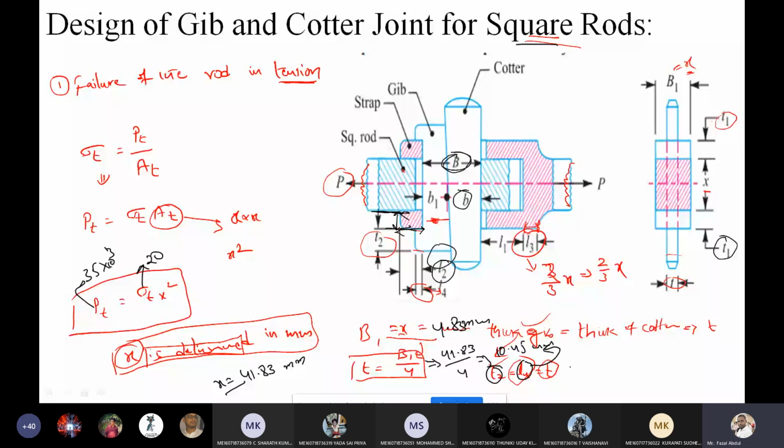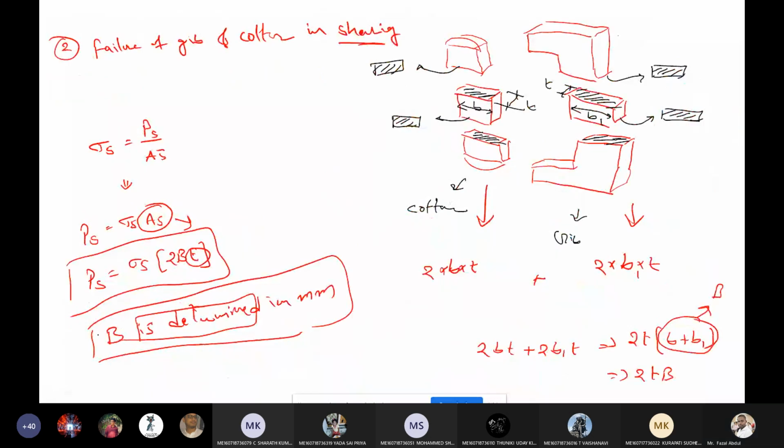Okay. Now the second point. What is the second point? In second point, we are getting the B value. It means load is given as 35 into 10 to the power of 3. Sigma S value is given in the question, 15 megapascal. T value we just now calculated. How much we got? T value 10.45, in the previous case. Now get the value of B. Make it fast.